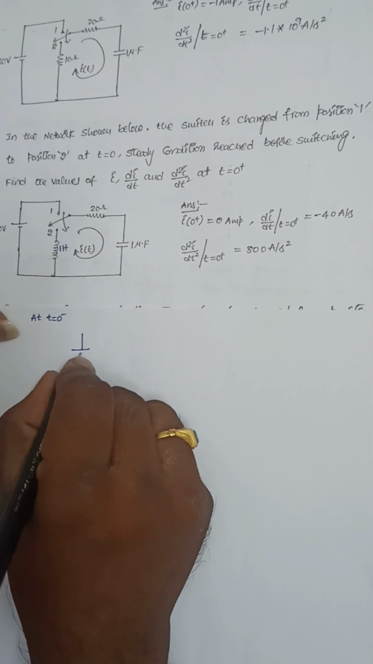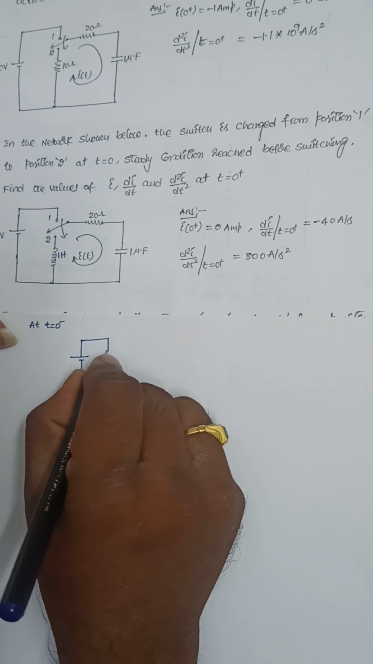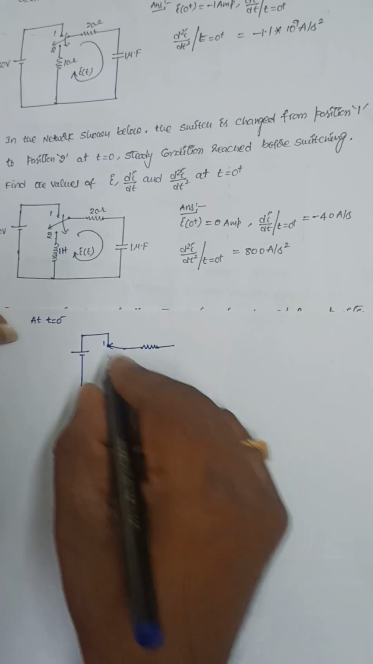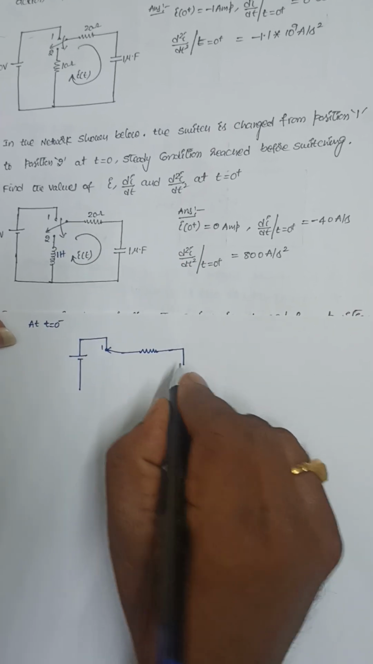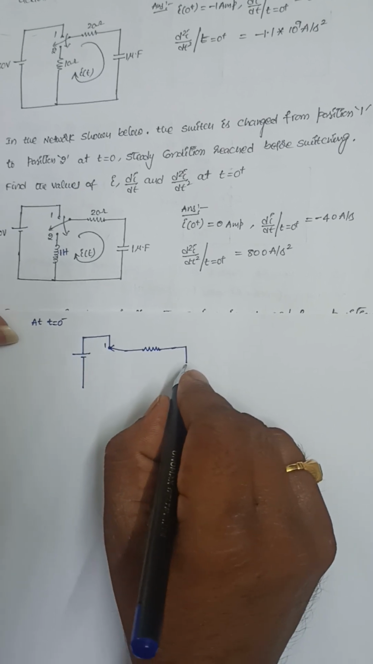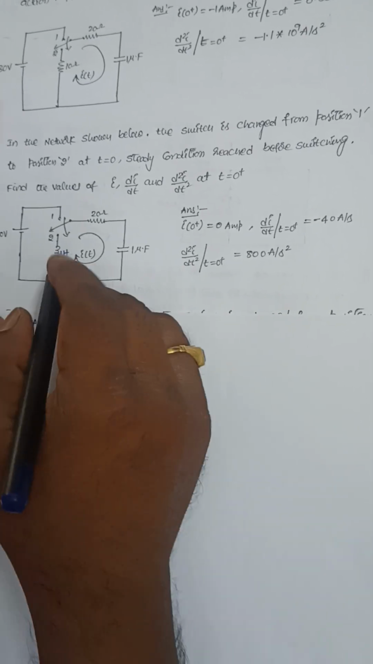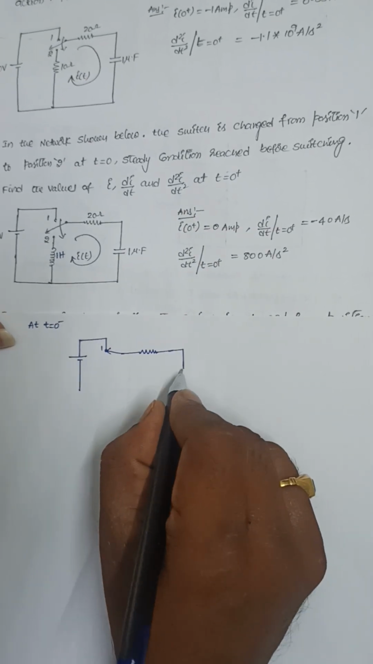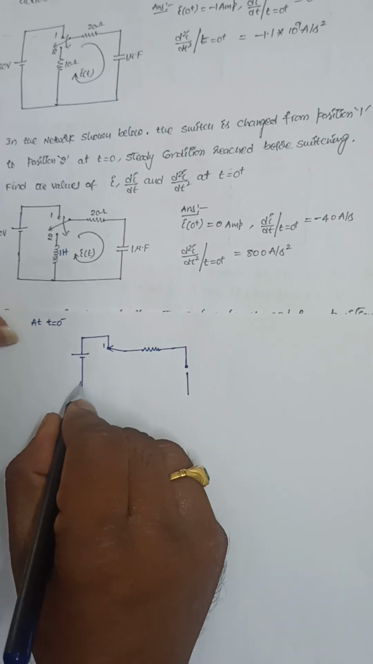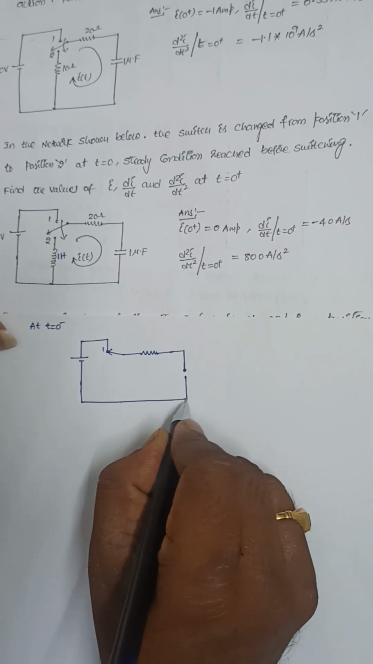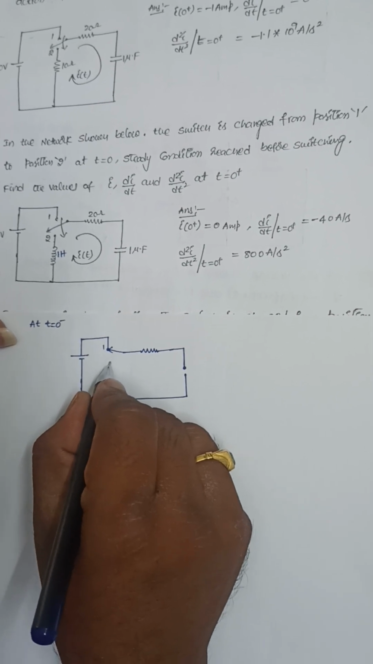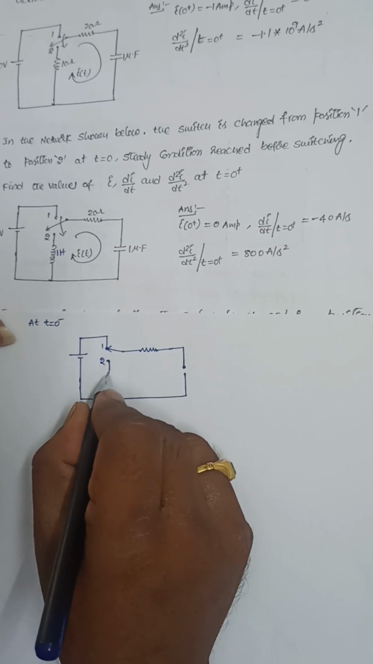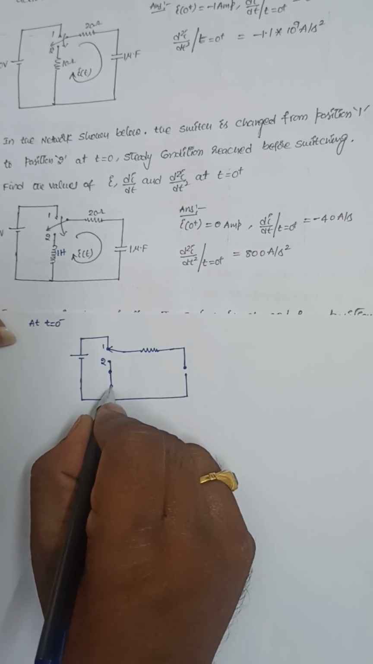Draw the circuit. The switch is at position 1, it is under steady state condition, because from minus infinity to 0 minus, the switch is at position 1, and whenever the switch is at position 1, it is under steady state condition. Under steady state condition, the capacitor will act as open circuit, and this inductor will act as short circuit. Actually, no current is flowing through this, I need not consider this. Anyway, it will act as short circuit.